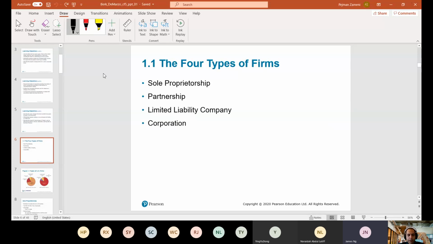Okay, as you mentioned, Mr. Ang, for example, based on the US market, the US structure of companies, these are the 4 different types of firms: sole proprietorship, partnership, limited liability company, LLC, and corporation, under which we also have C corporation and S corporation. We're going to go through and see the characteristics of each type of firm.